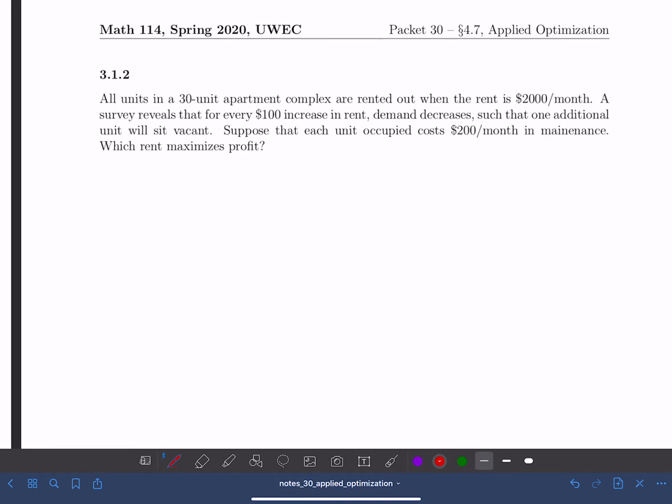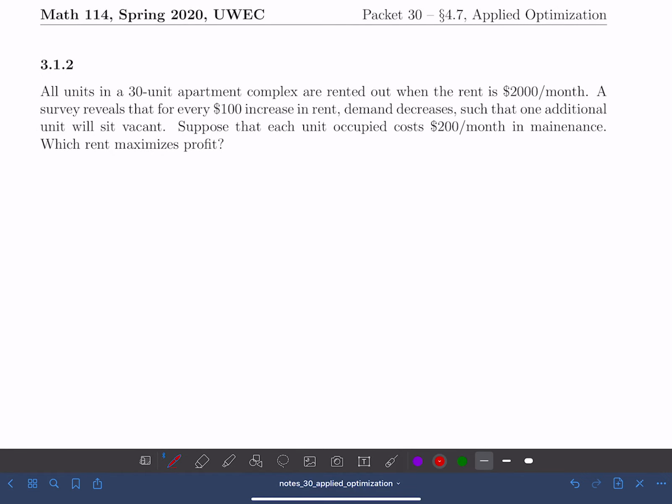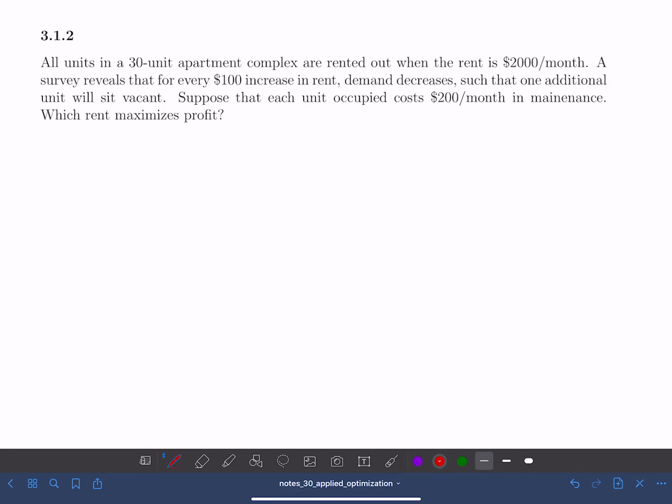Ooh, I like this one here. All units in a 30-unit apartment complex are rented out when the rent is $2,000 a month. Okay, so let's call it R for the number of units.